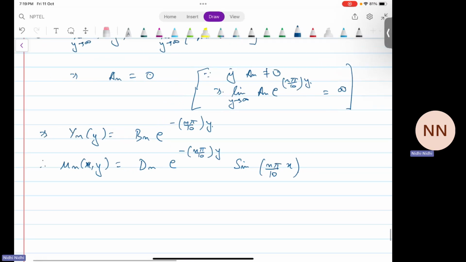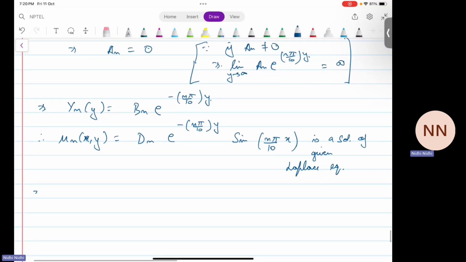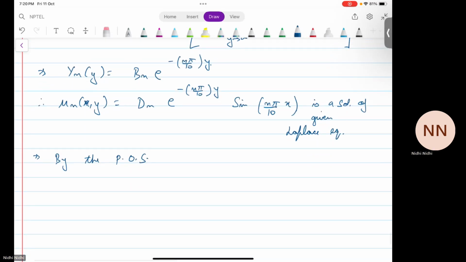is a solution of the given Laplace equation. Therefore, by the principle of superposition, we have u(x,y) is equal to summation n from 1 to infinity d_n e to the power minus n pi by 10 y sine n pi by 10 x.